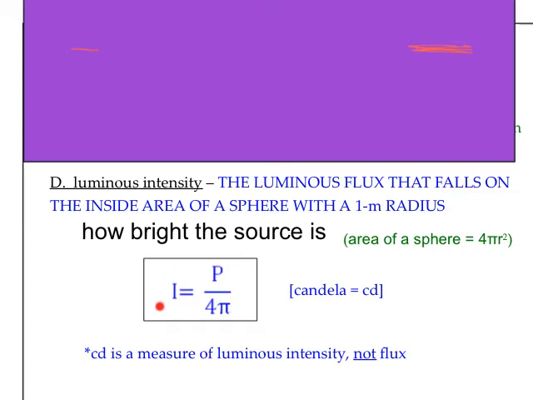Now when we talk about intensity, it's a capital I, and it has this unit called a candela, or CD. Back in the olden days, it was similar to candle power, so if you think about how bright a candle would be, that's kind of where this idea comes from.